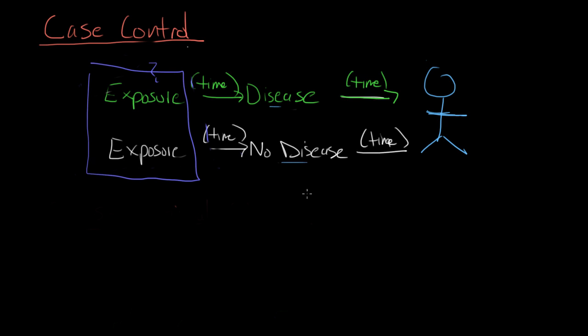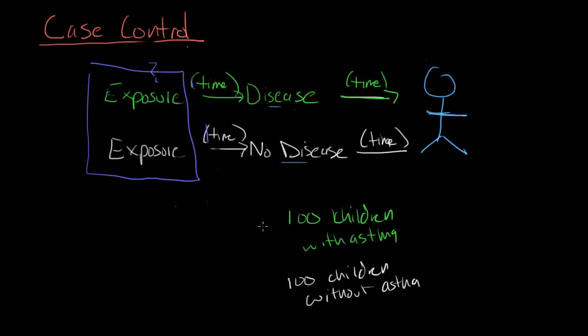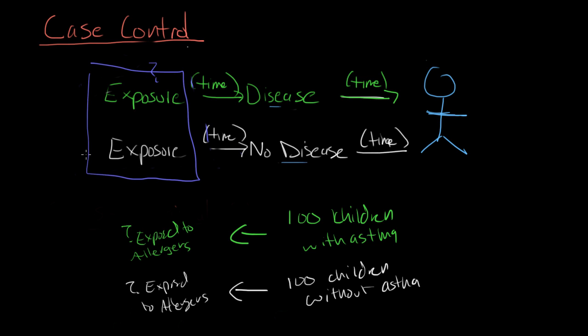So let's use an example again. Let's say I want to find out if allergies increase the risk of you getting asthma. And I decide to find 100 kids with asthma, and then I find 100 children that don't have asthma. Then I go back to try and figure out if the kids that had asthma were exposed to allergens, and if the kids without asthma were exposed to allergens. Then I try and compare how many of those kids were and weren't exposed to allergens to find out if allergies may increase your likelihood of getting asthma.